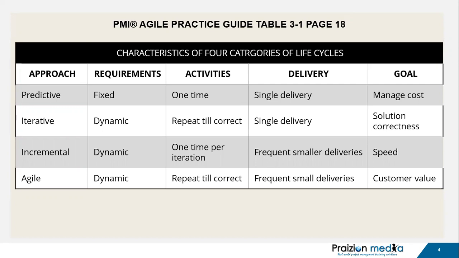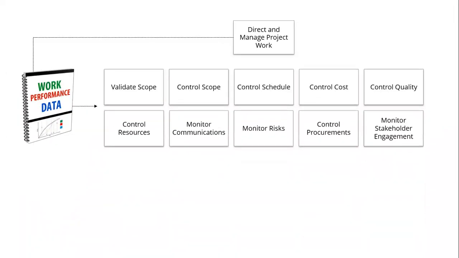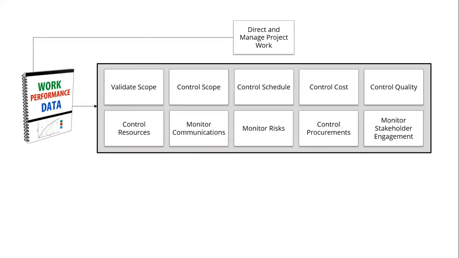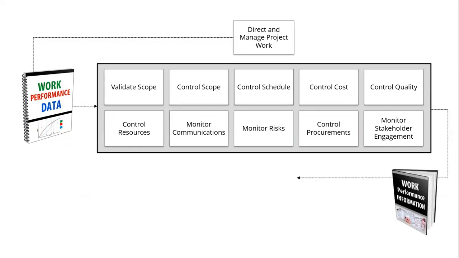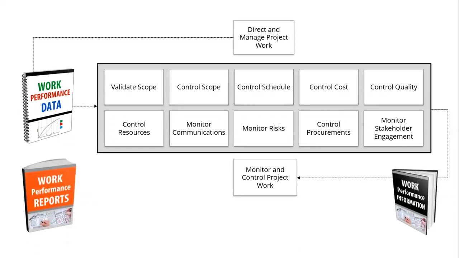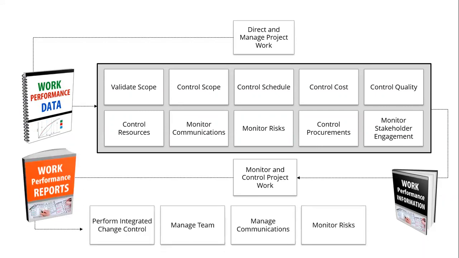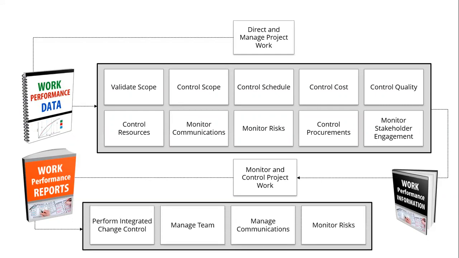There are a lot of topics on this exam, and one of the topics I would advise you to master is the concept of work performance data, work performance information, and work performance reports. Data comes from direct and managed project work. It goes into monitoring and controlling processes that are outside of integration, and those produce work performance information. That goes to monitor and control project work, and that produces work performance reports that furnish other processes, such as perform integrated change control, manage team, manage communications, and monitor risk.